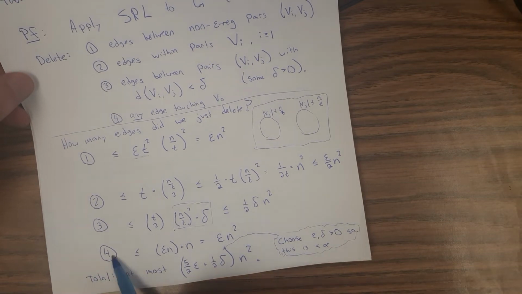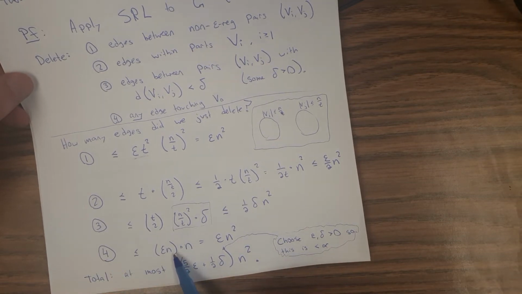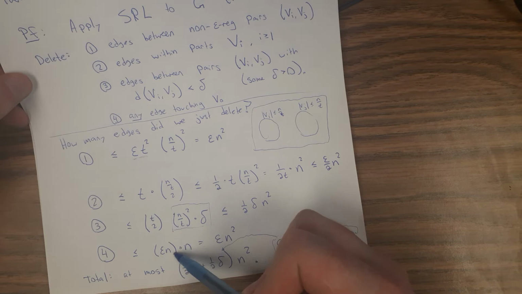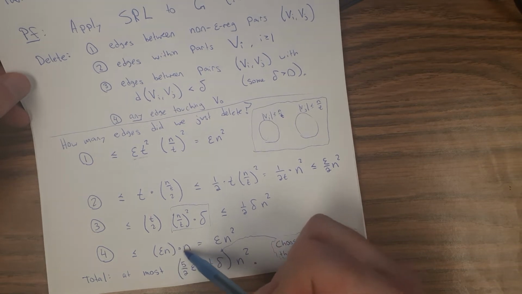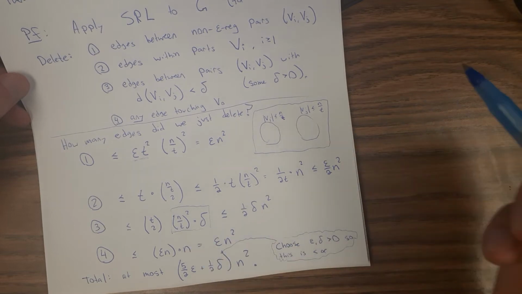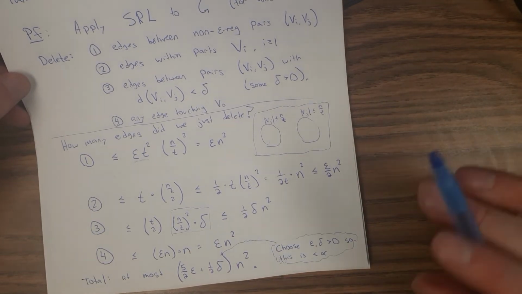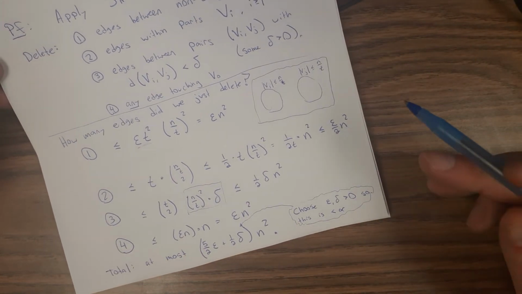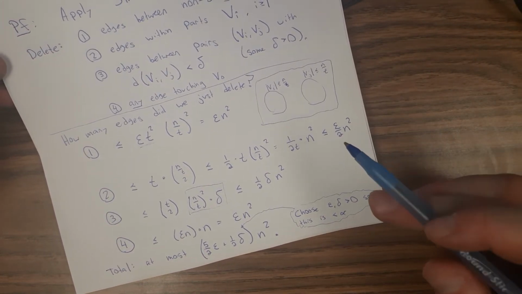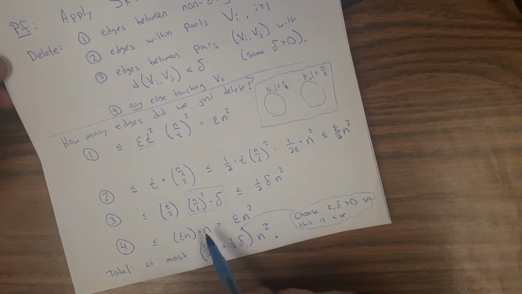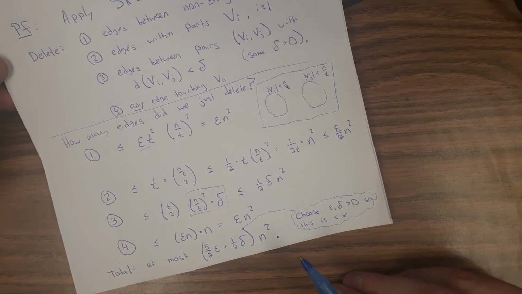Finally, for 4, I'm going to do something really silly. How many edges could possibly touch V0? Well, pick a vertex in V0 and then pick any other vertex in the entire graph. I could write n minus 1 here, but I'm really being sloppy with my bounds. When we do this, n is so large that subtracting 1 doesn't even really help. We don't worry about such things. In any case, we get epsilon n squared as a bound for that.